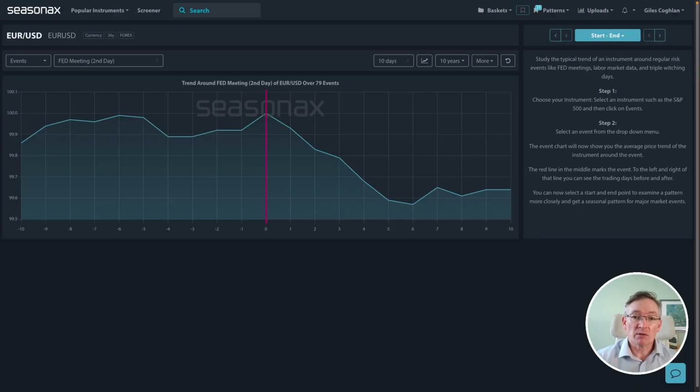For short traders, the market often moves the most when expectations suddenly change. A major economic release, such as an inflation report or central bank decision, can trigger very sharp price movements within just a few minutes. So the challenge isn't finding volatility, it's knowing which events have historically produced meaningful moves, how large those moves have typically been, and how much risk you should expect. And that's exactly where Seasonax can help.